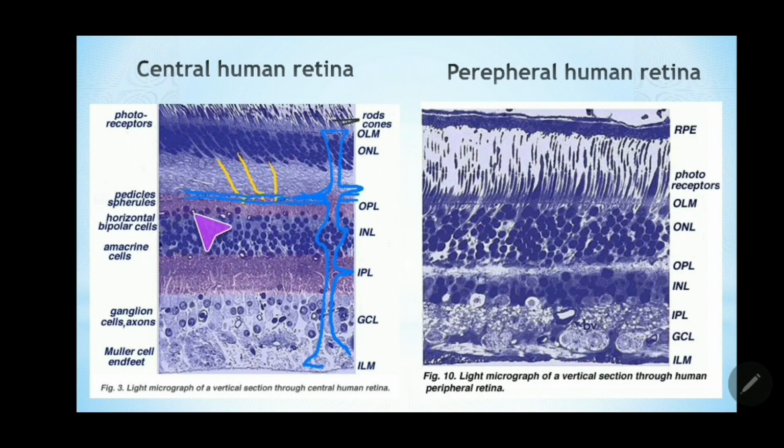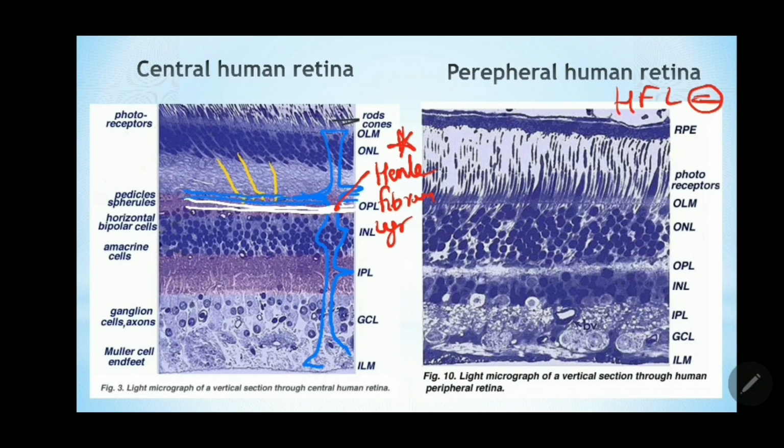This faint layer, you just remember it as very important, the Henle fibrous layer. This is the Henle fibrous layer, which is a hallmark feature for identification. It is not present in the peripheral retina, while it is present here in the central retina.